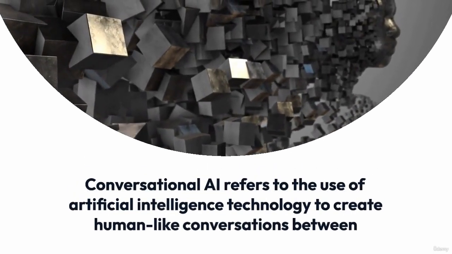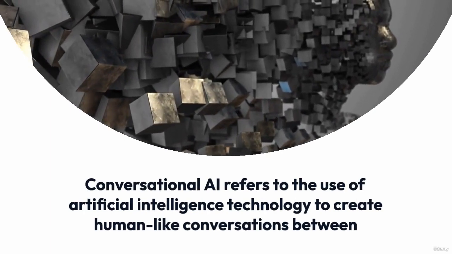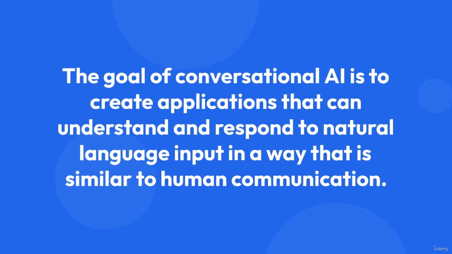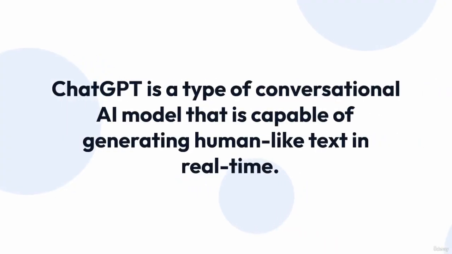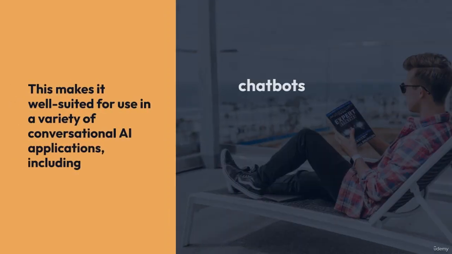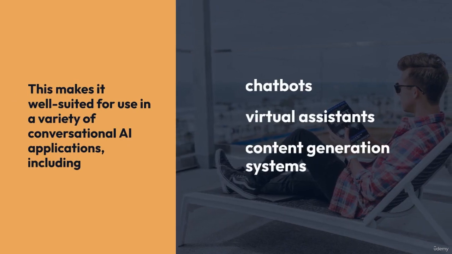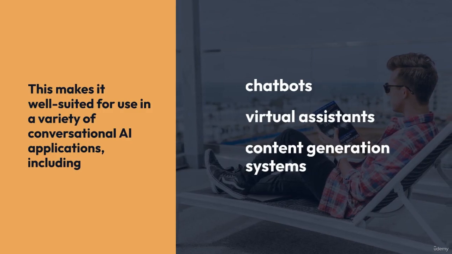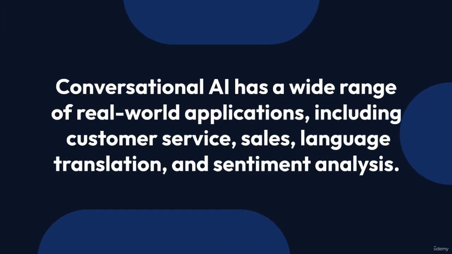Conversational AI refers to the use of artificial intelligence technology to create human-like text. The goal of conversational AI is to create applications that can be understood by humans. So this is a type of conversational AI model that is capable of generating human-like text in real time. This makes it well suited for virtual assistants, as we mentioned, chatbots and content generators.